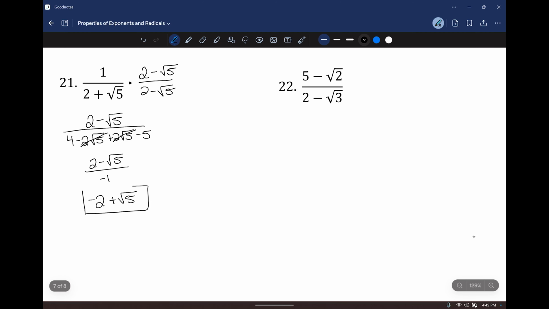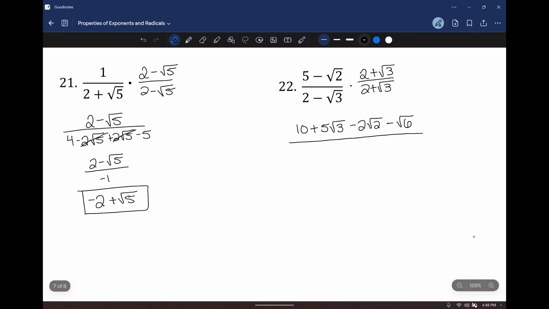And everything is simplified. So on number 22, I have the conjugate of 2 minus the square root of 3 would be 2 plus the square root of 3. So we do that on top and bottom so that we're not altering what the value is, just changing how it's written. 5 times 2 is 10. 5 times the square root of 3 is 5 square roots of 3. Negative square root of 2 times 2 is negative 2 square root of 2. And negative square root of 2 times positive square root of 3 is a negative square root of 6.